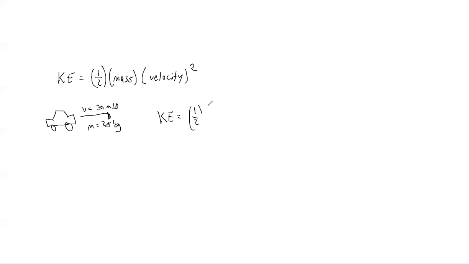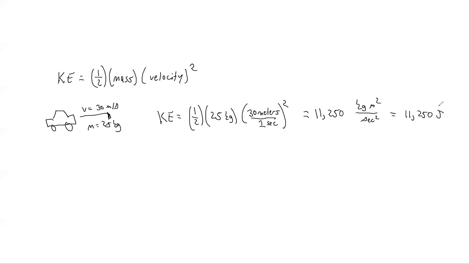So we'll set it up. 1/2. Our mass was 25 kilograms. And then our velocity was 30. And remember from the last video, we put meters up top per 1 second squared. Okay, to jump a lot of steps, this is 11,250 kilogram meters squared per second squared, which is also the same as 11,250 joules. And don't worry about this joules thing if you don't know it yet.